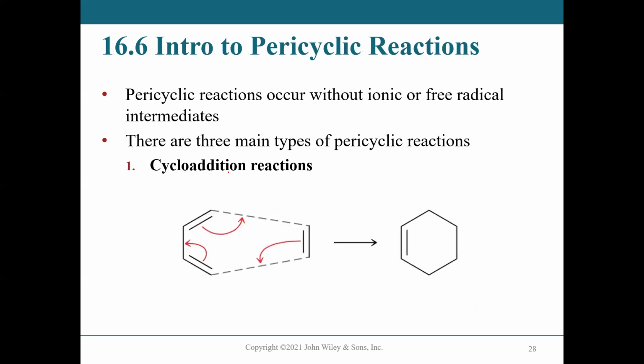I'd like to talk about this introduction to pericyclic reactions. So pericyclic reactions occur without ionic or free radical intermediates. There are three types of main pericyclic reactions. So here we're forming this, we have a diene, we have a dienophile, and we're forming this cycloaddition reaction, and we get a six-membered ring.